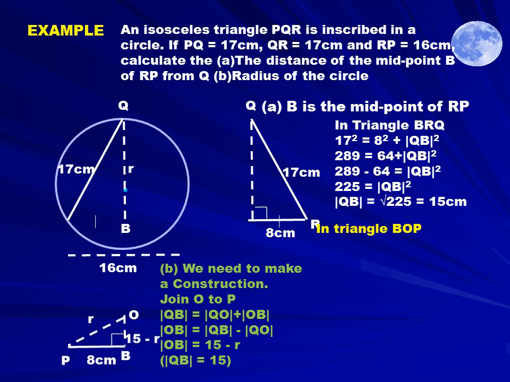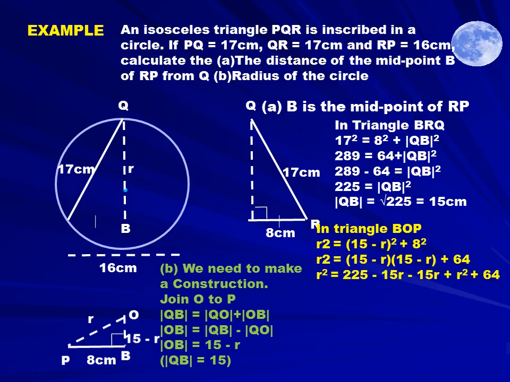So in triangle POB or BOP, the square of the hypotenuse, which is PO, is equal to the sum of the square of the other two sides. I will expand that side, and when I expand, I get 225 minus 15R minus 15R plus R squared. I carry R squared the other way. That's what I'm doing first. It becomes negative. R squared minus R squared is 0. Minus 15R minus 15R is minus 30R.